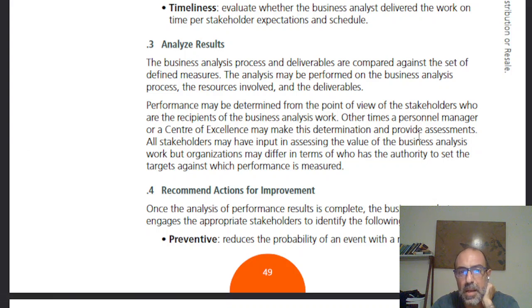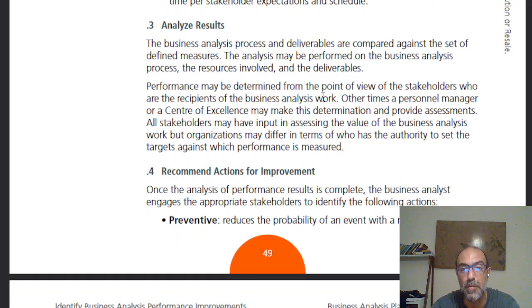The business analysis process and deliverables are compared against a set of defined measures. The analysis may be performed on the business analysis process, the resources involved, and the deliverables. So you can perform an analysis on the process itself, on the resources involved, and the deliverables. The process itself includes KPIs and all kinds of things: look at yourself, reflect on others, and how the team is operating. Performance may be determined from the point of view of the stakeholders who are the recipients of the business analysis work, naturally.